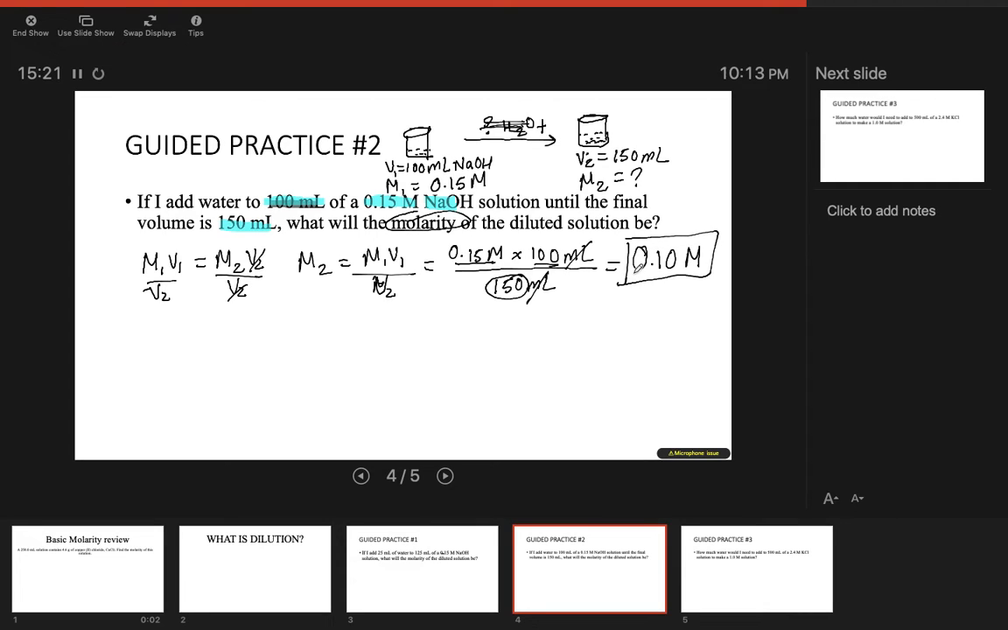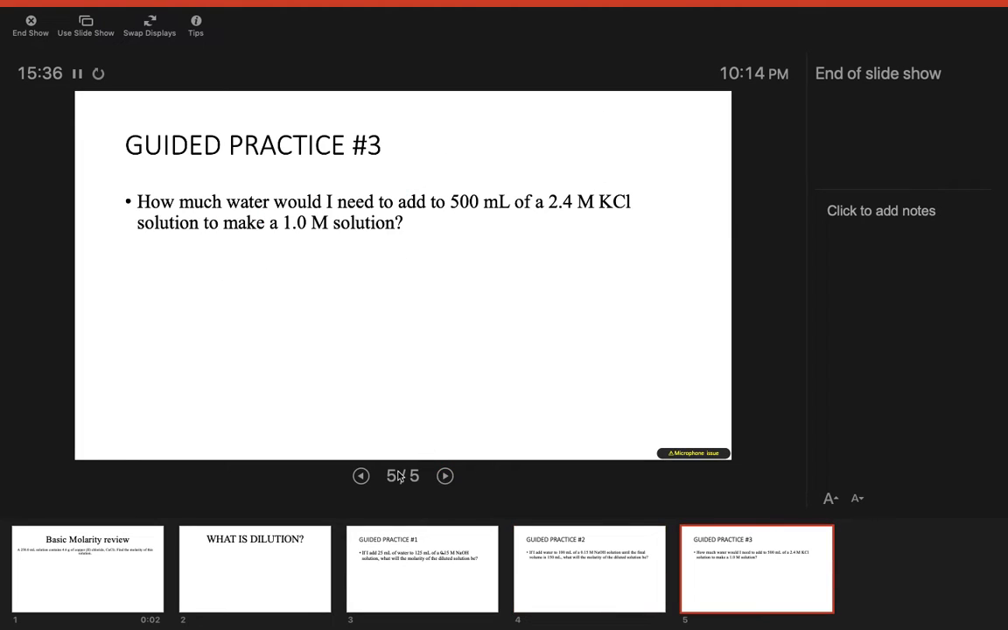As you practice, dilutions are going to be easier, but like I did up there where I highlighted and circled, just how we do regular problems, you guys need to do the same way. All right, last problem. Let's look at the last problem.